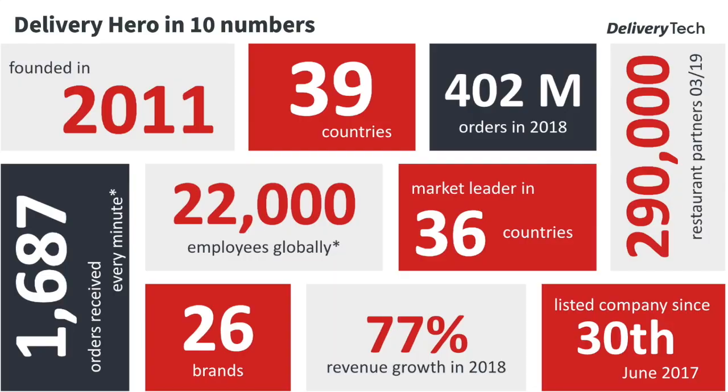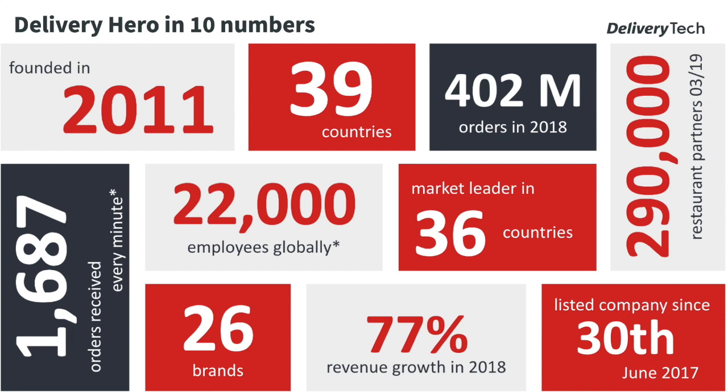Okay, so this is Delivery Hero in 10 numbers. Delivery Hero was founded in 2011, and now we are in 39 countries all over the world. And in 2018, we delivered more than 400 million orders from 290,000 restaurants, our vendors.